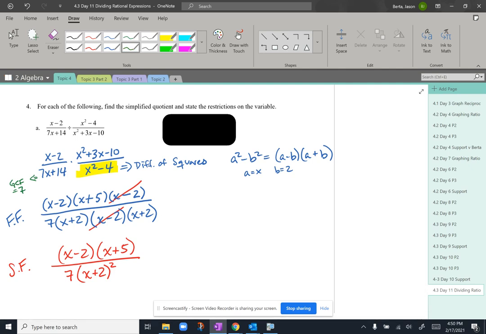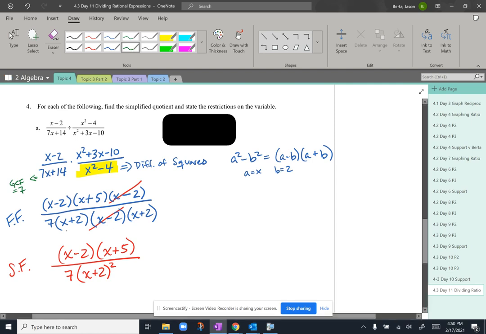Now, what were those values of x that make the denominator, when it was in factored form, 0? Well, here we've got an x. If x is negative 2, that would make that 0. And also, if x is positive 2, it would lead to a 0. So our restrictions on the domain are that x cannot be plus or minus 2.